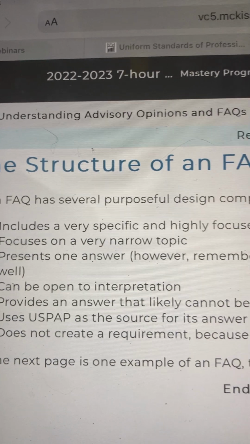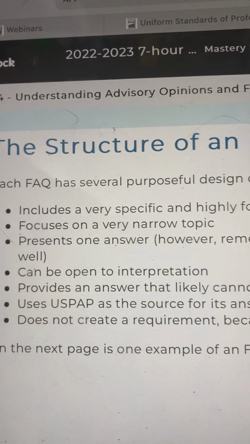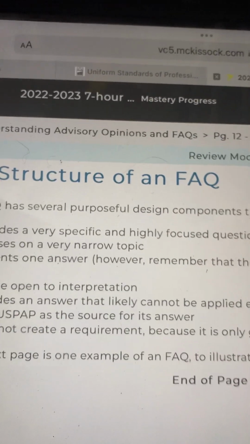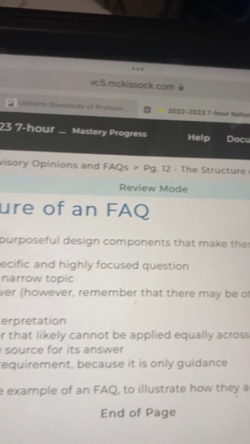Uses USPAP as the source for its answer. Does not create a requirement because it is only guidance.